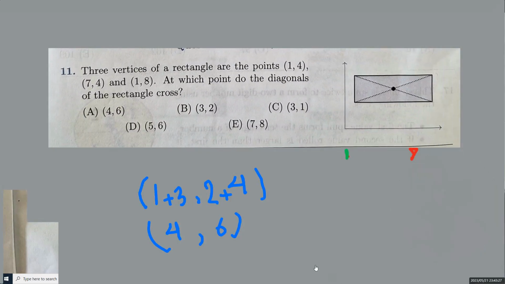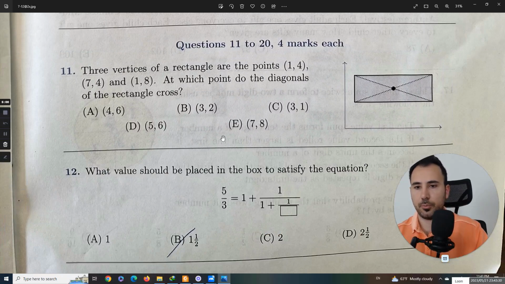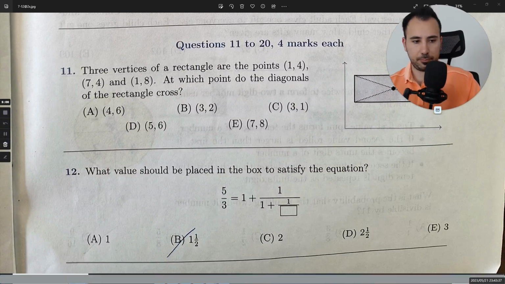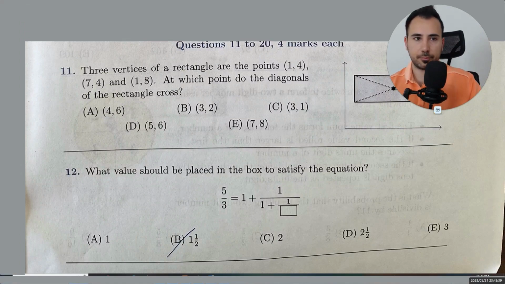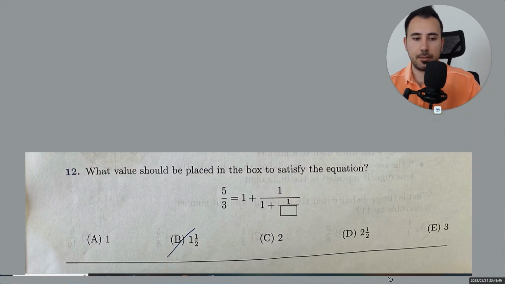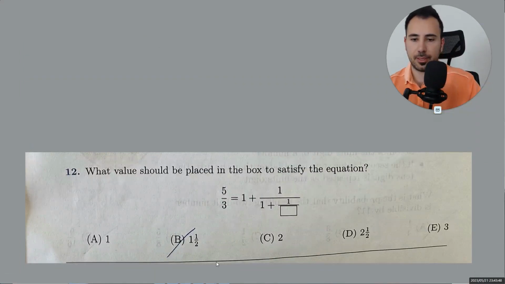Is that the last question on the page? No, there is one more. Okay. This question is again a little tricky. And Raven has said that B is not the solution. Okay, let's see if he's right.